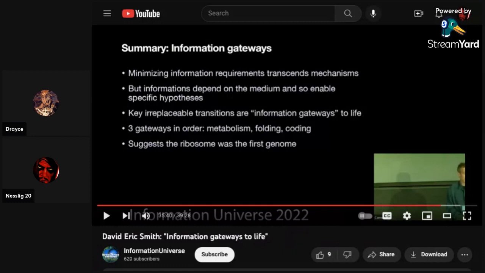Yeah, and that makes a lot of sense. I think it's pretty compatible with what Demeter has going on with his bridge peptide. At least I think it's harmonious with what Eric Smith is doing here with the ribosome as the first genome. And you could still have Demeter's bridge peptide ultimately facilitating the first replicative relationship between peptides and RNA.